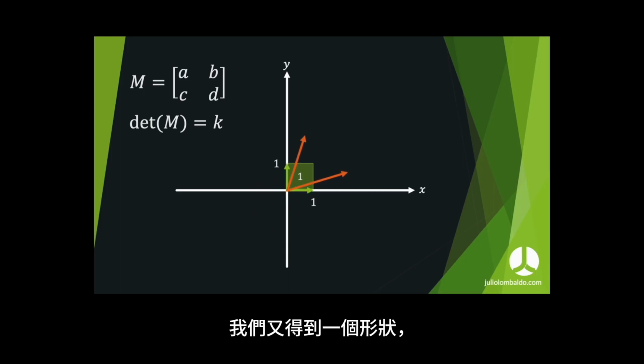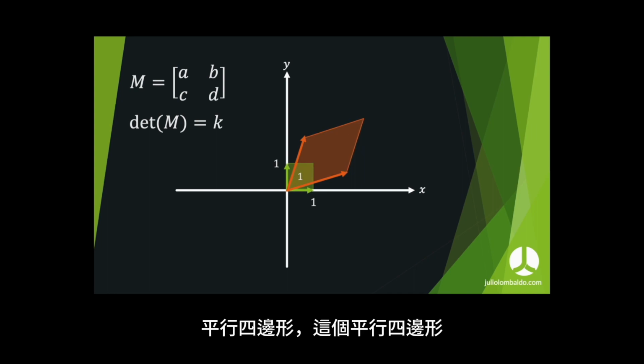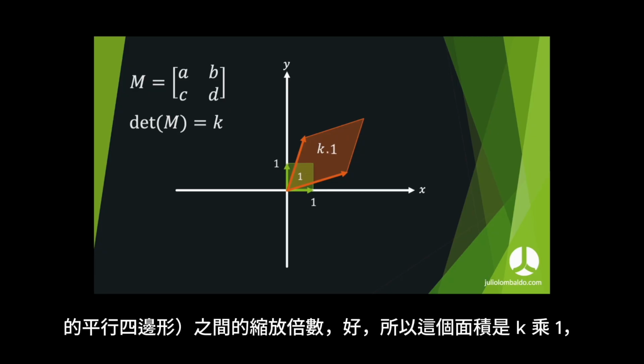And again, we have a shape here, which is the parallelogram between these two vectors, and this parallelogram has an area, of course. And this area, guess what, is the same as the determinant. So this determinant is always the same. This determinant is kind of a scale between the first area, that is the square with area 1, and the new area, that is the parallelogram in orange here in the system. So this area is K times 1.